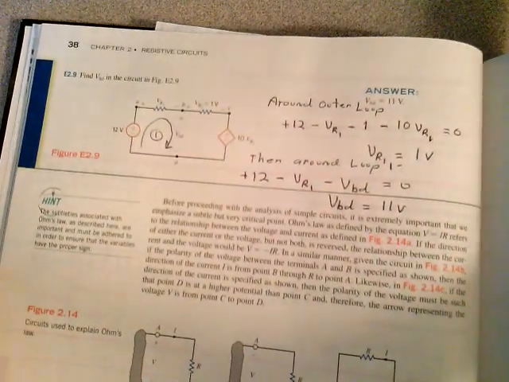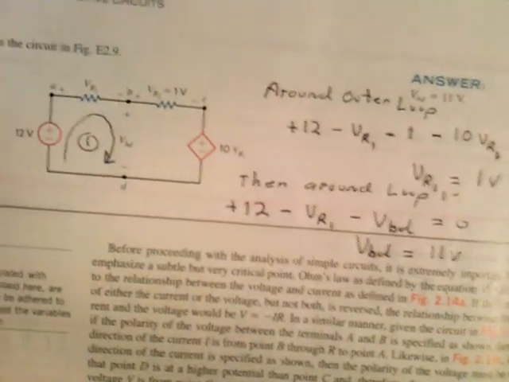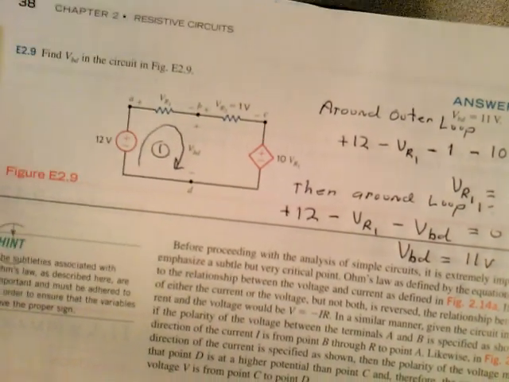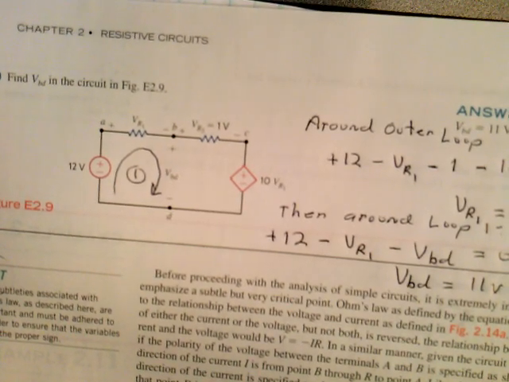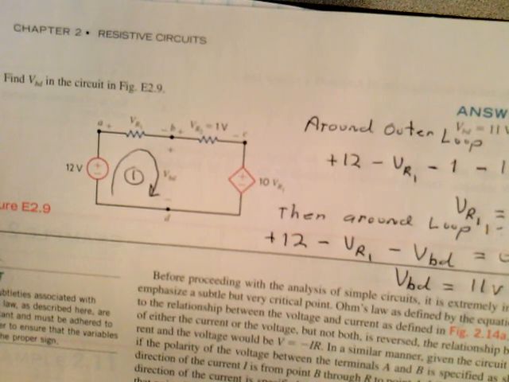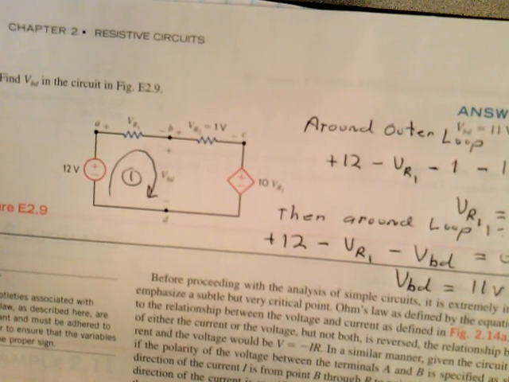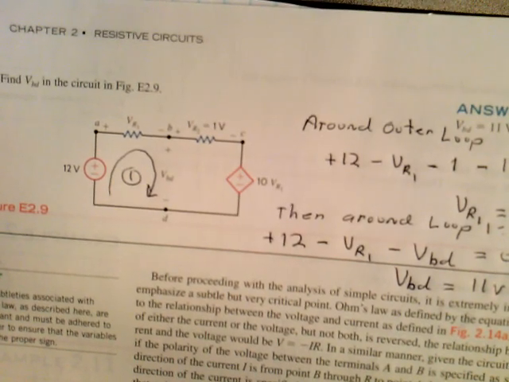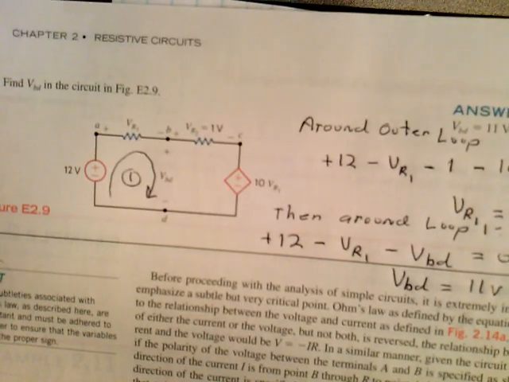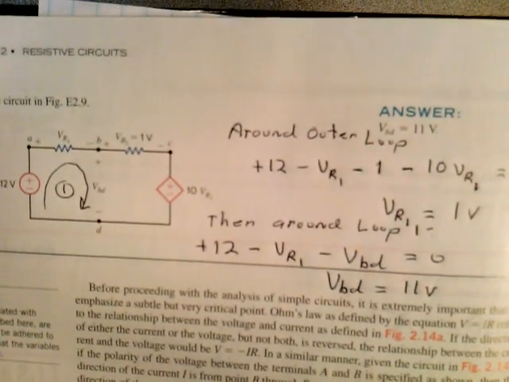And then finally, I'll do one more problem here real quick. I wasn't going to assign this one, but as much as I can give you, it helps you out. There's this problem here. I'll hold it up. It's problem E29, wherever it is in your book. They want you to find VBD. I made an outer loop first so I could find VR1. I had to do the whole main loop there. And I found VR1 is 1 volt in my solution right there.